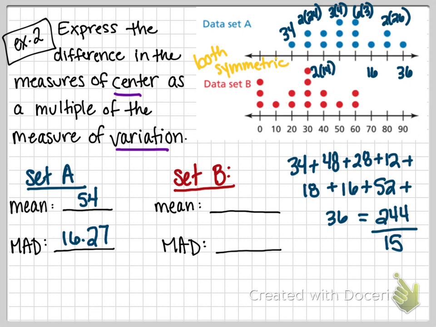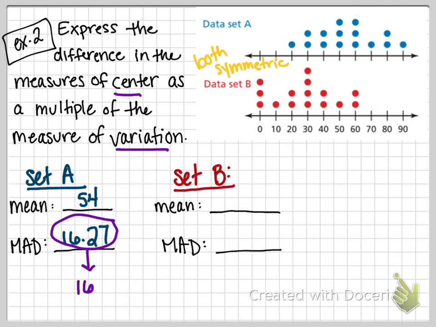What we're going to do here is round to the nearest whole number. So 16.27 to the nearest whole number is about 16. So we'll call our mean absolute deviation 16. Okay, then we're going to start again and do the same thing for set B.